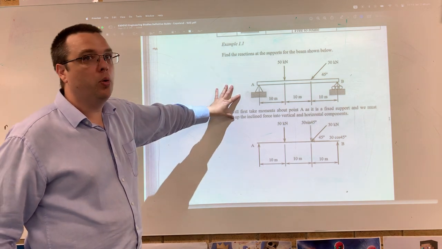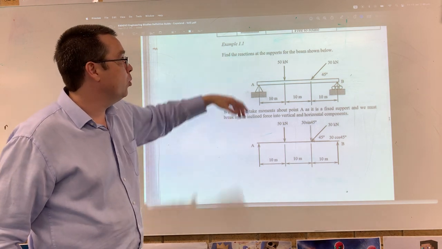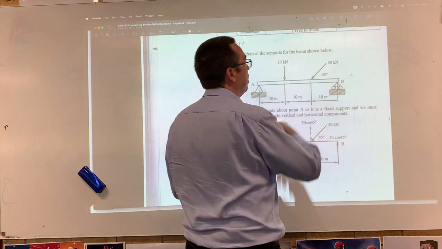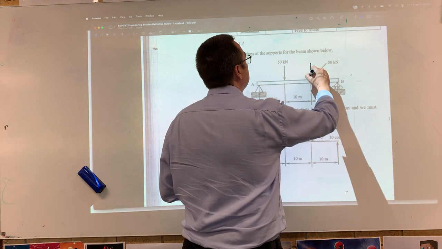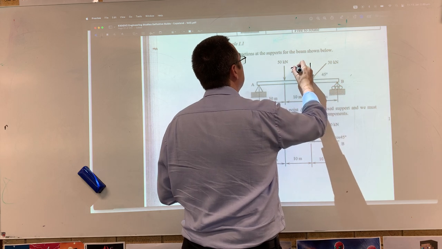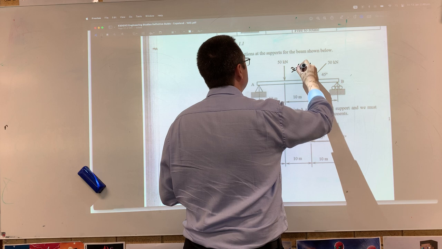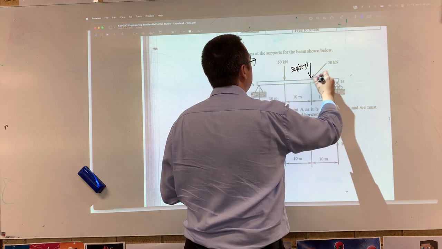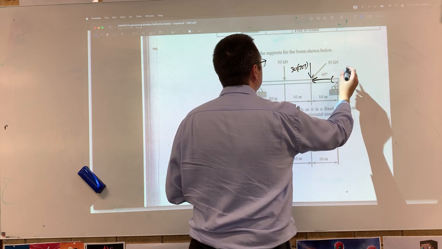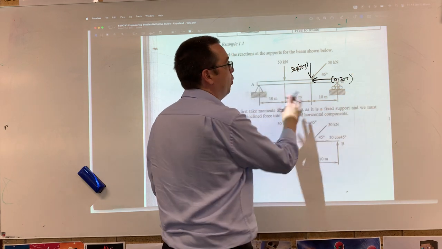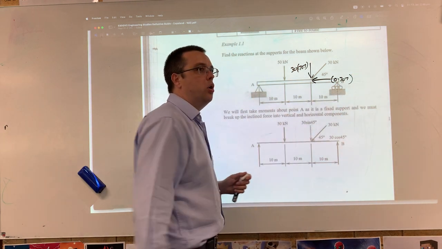I'm pretty sure I have a video where I've gone through this specific example, example 1.1. But what we're going to do is break this 30 into two parts. So this is 30 times 0.707, and this is going to be 30 times 0.707. Now, one of these two reactions is going to take the horizontal component.